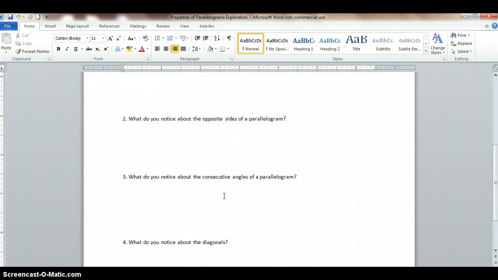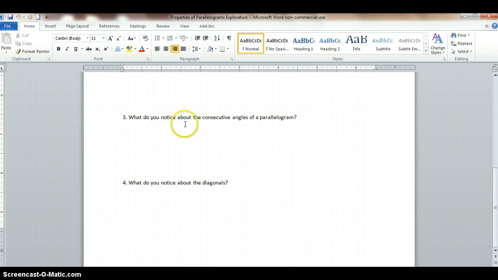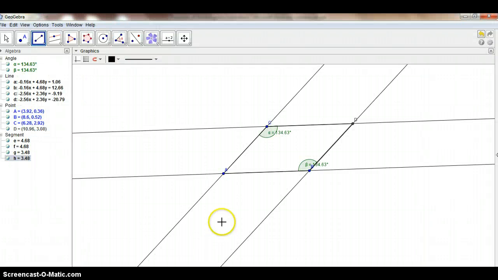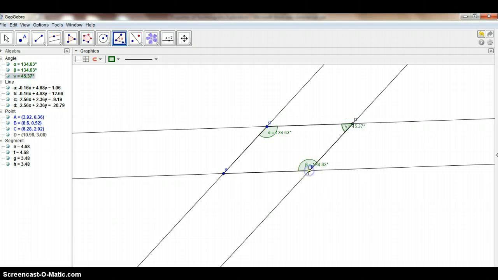Okay. Our third question, what do you notice about the consecutive angles of a parallelogram? Now the consecutive angles are the opposite of the opposite angles, if that makes sense. So these are opposite angles. Adjacent or consecutive angles would be these ones right here. So C and D would be adjacent angles. So let's go ahead and measure D. So select C, D, B, and there's the measure of D.